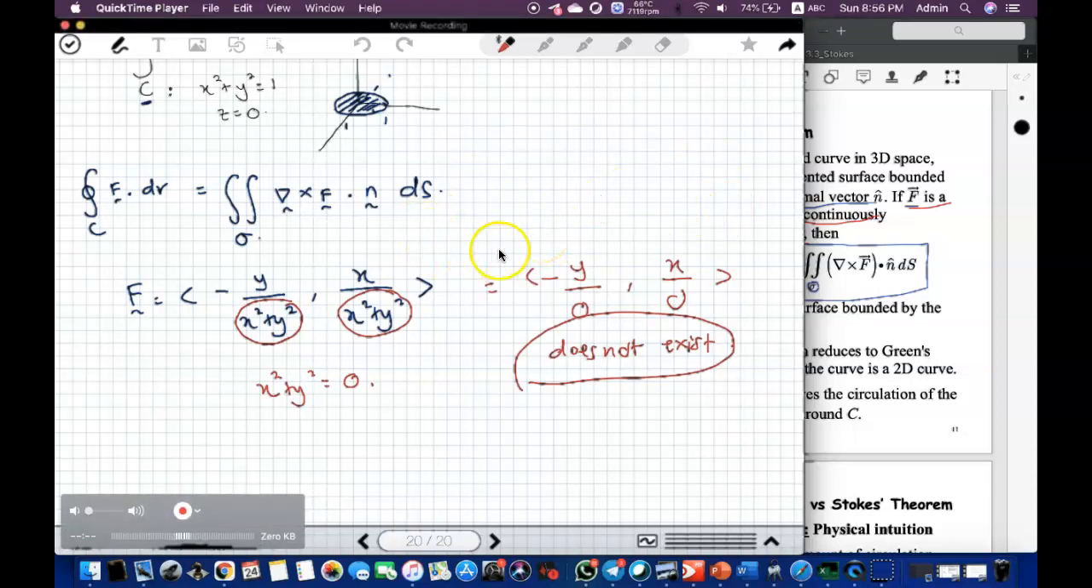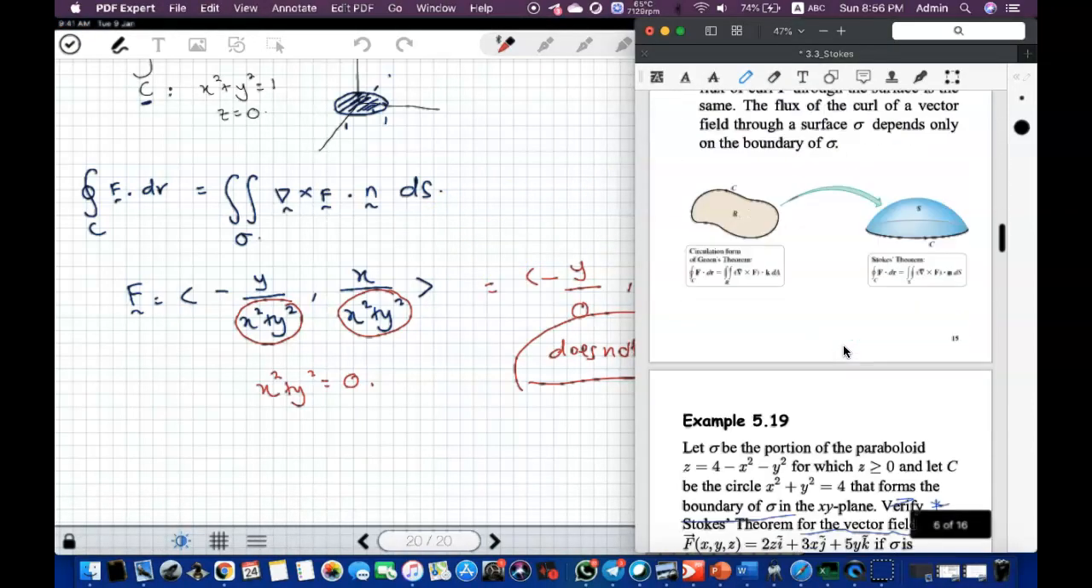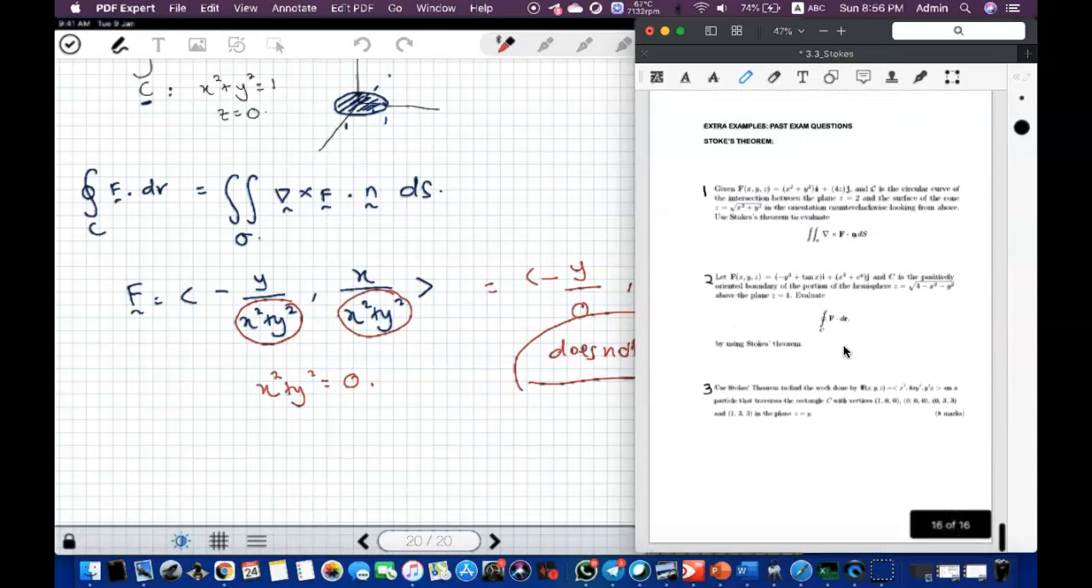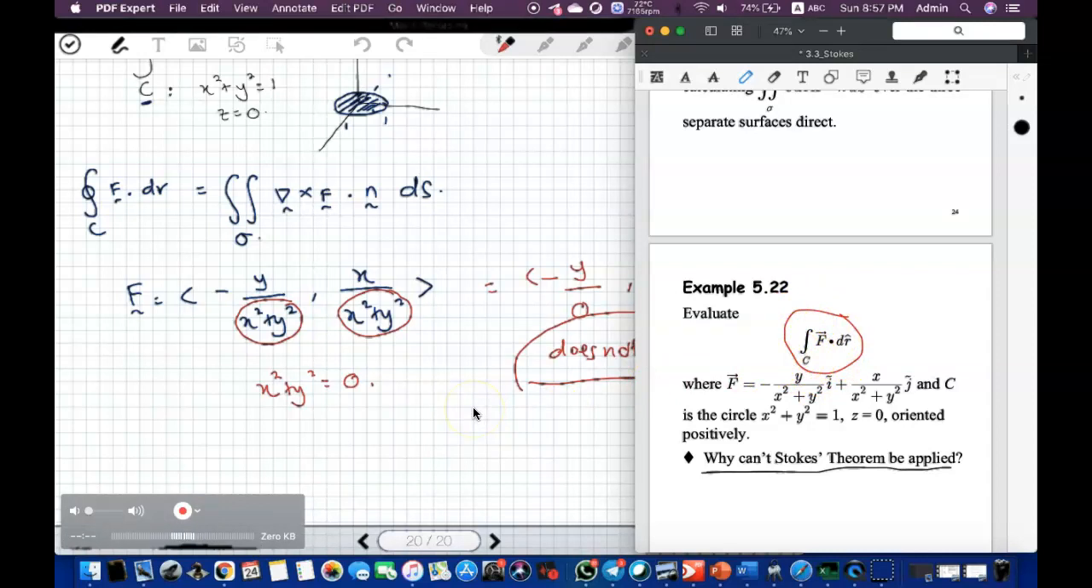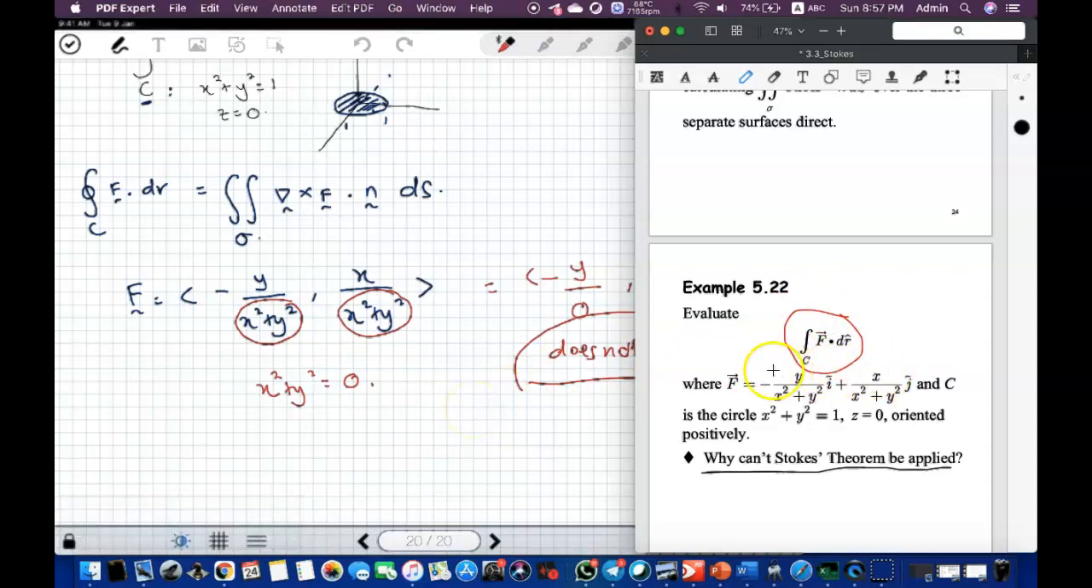So how can we solve this one? Back to the question here. Since the Stokes theorem cannot be applied, you have to compute manually. You have to use the straightforward method, where you just compute the line integral as usual. And here your curve is a closed curve.